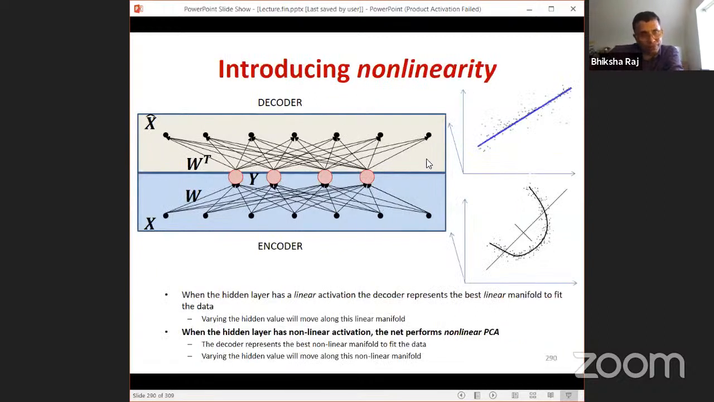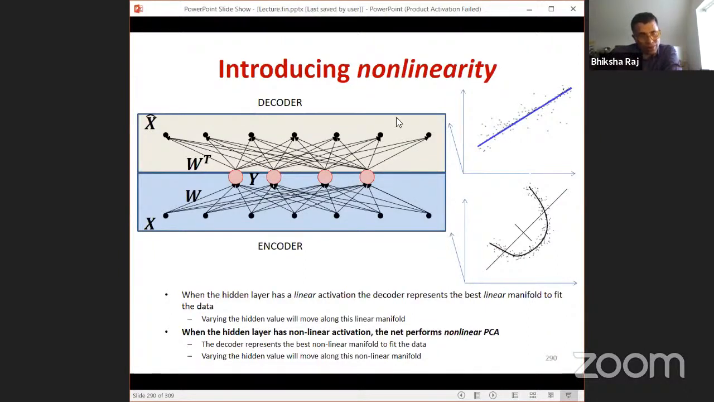So now, when the decoder only has linear activations, it's just a linear transform, then it can only reconstruct a linear hyperplane. And it's going to place all data on that linear hyperplane. So it's going to find the principal linear subspace.